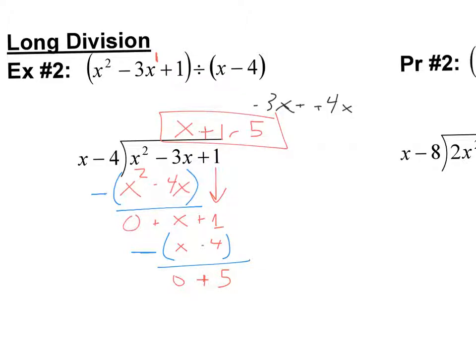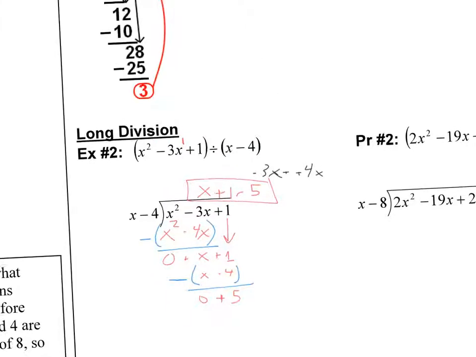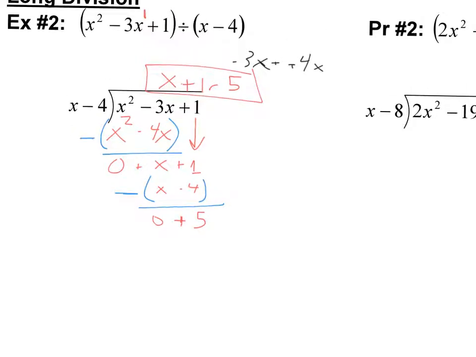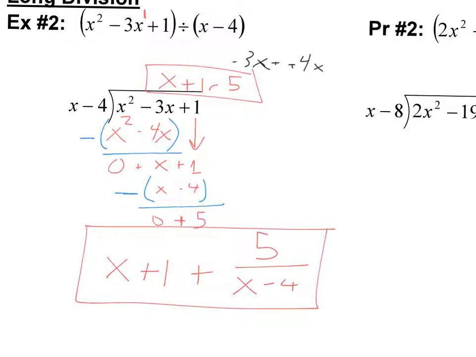What does remainder 5 really mean? Remember, we said up here, the remainder is just what you put above whatever you divided by. Here we divided by x minus 4. So the answer here is x plus 1 plus 5 over x minus 4. And now I just divided a polynomial. I divided x squared minus 3x plus 1 by x minus 4, and it really wasn't that bad. There was nothing new that I did here. I just had to think of it in a new way.